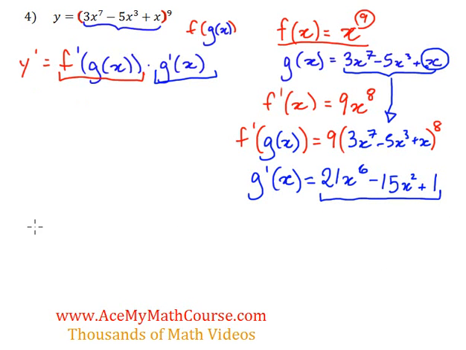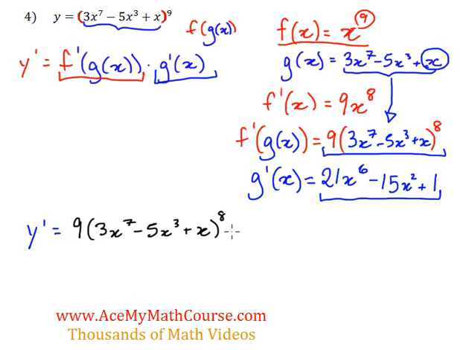And now we're basically done, because we have all elements that we were looking for. Y prime is f prime of g of x, which is this whole thing right here. I'm just gonna have the answer in one color. Hopefully that won't confuse anyone. So we have 9 times 3x to the 7 minus 5x cubed, not squared, plus x to the power of 8 times g prime of x, which is this component here, 21x to the 6 minus 15x squared plus 1. And that's it.